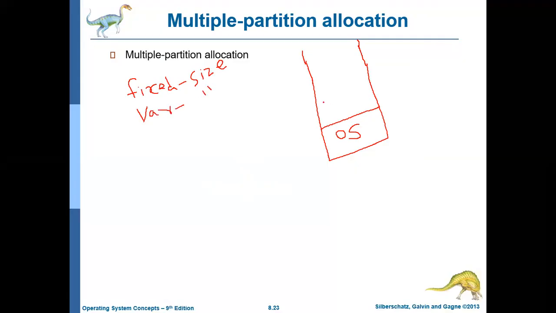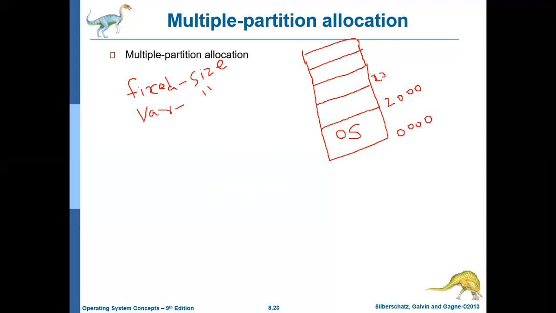With fixed size partition, the entire memory will be divided into partitions of fixed sizes. So let us assume, as usual, the starting address is 3000. Say the operating system occupies up to 2000. Then the remaining entire memory is divided into partitions of size 100 MB each.